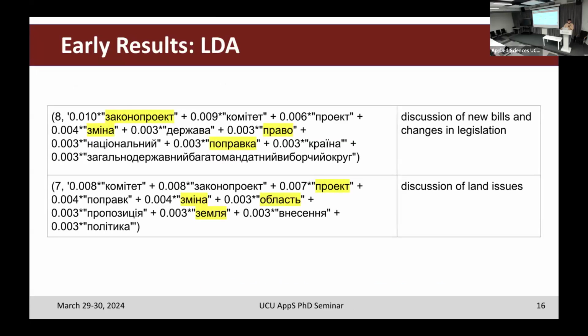Early results from LDA. First of all, in the first example, I highlighted the words which mostly suit the discussion of new bills and changes in legislation. These words are law, change, project, amendment. So it was about changes in legislation. The other discussion was about the land issue, due to words like land, area, project, and some changes.